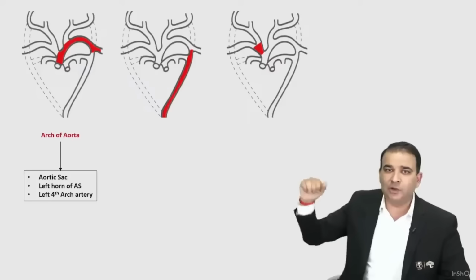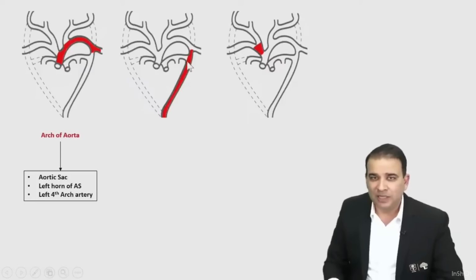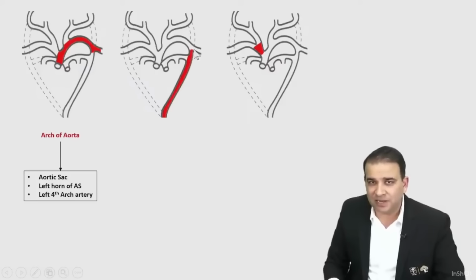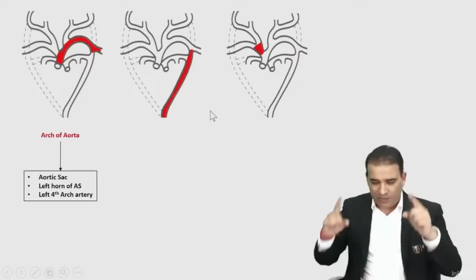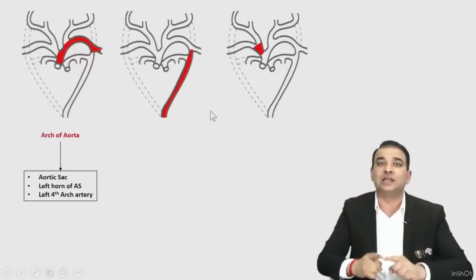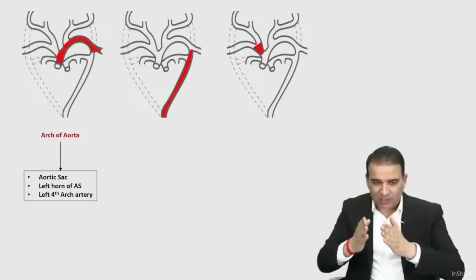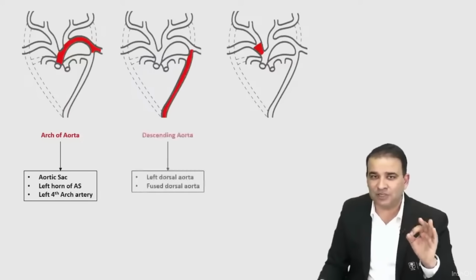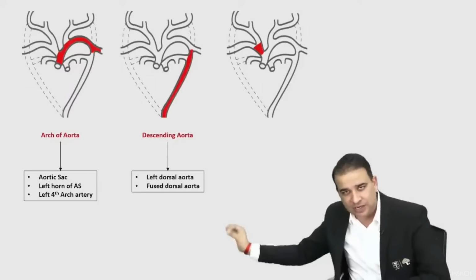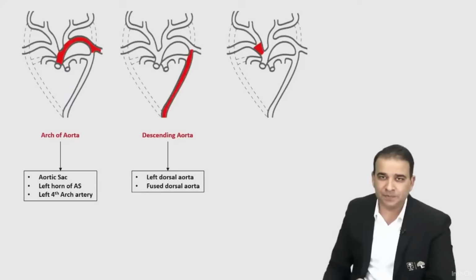The arch is formed. Coming to the descending aorta now, let's continue. If this is the arch of aorta, then the descending aorta is formed by what, guys? It is the left dorsal aorta. Not only the left dorsal aorta, but also the fused portion of both dorsal aortas. When both dorsal aortas fuse in the lower part, that is also required. So the descending aorta is formed by the left dorsal aorta as well as the fused dorsal aorta in the caudal part.